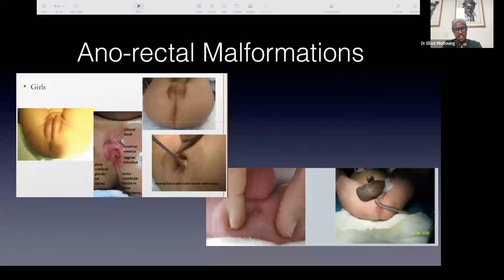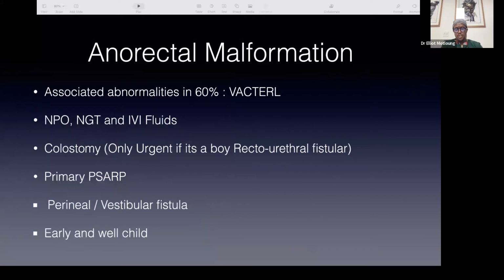So that's a perineal anus. It is still an anorectal malformation. We can get others like a bucket handle, as you can see, lifted there. And then for males, we will of course get a fistula that goes to the urethra or the bladder, which is a rectovesical or recto-urethral fistula. And in females, it can be a rectovestibular, which is almost in the vagina, and common cloaca.